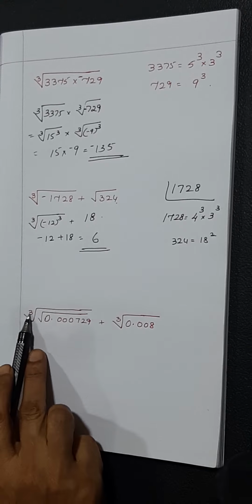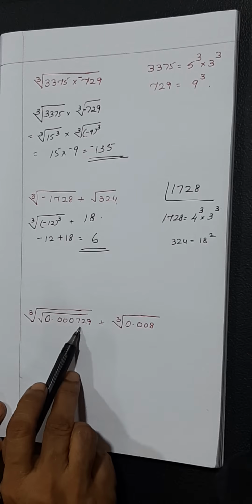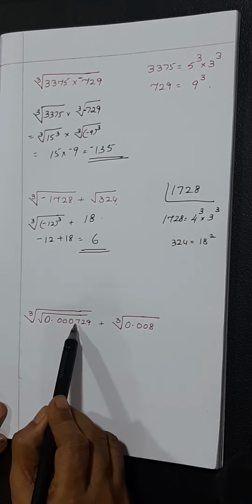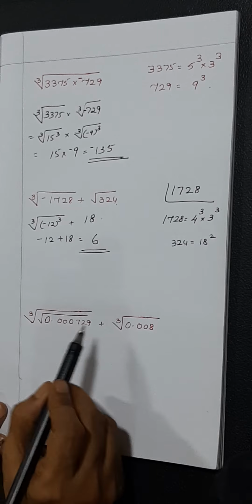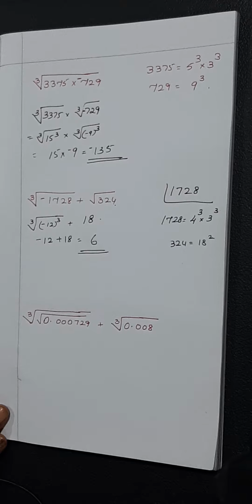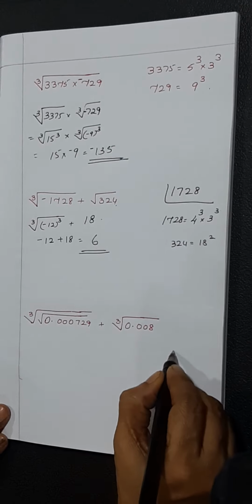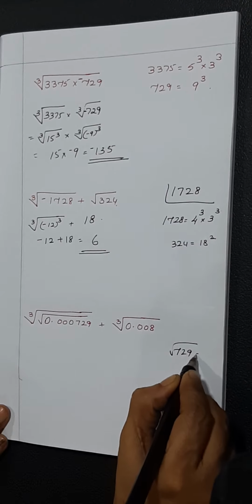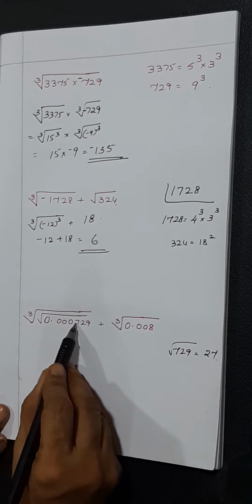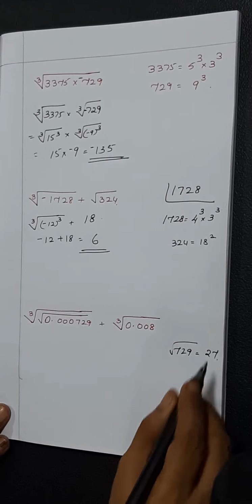Now here, cube root of the square root of this number plus cube root of this. Now 729 already done, it is 9 cube. Now you have 6 decimal places. The square root of 729 is 27. So here you have 6 decimal places, so your square root will have 3 decimal places.